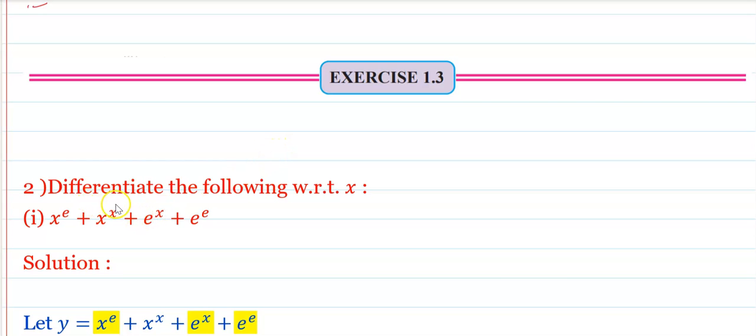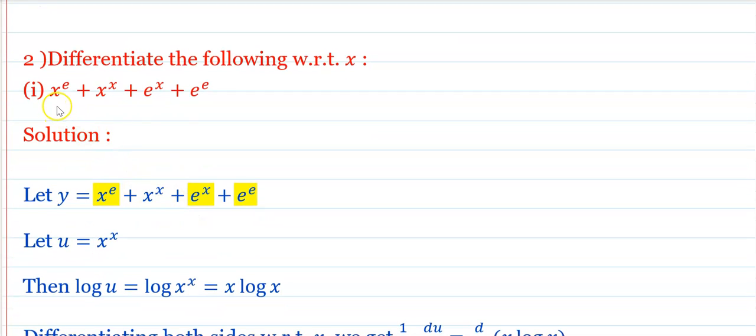Differentiate the following with respect to x. First is x raised to e plus x raised to x plus e raised to x plus e raised to e. Now let y is equals to x raised to e plus x raised to x plus e raised to x plus e raised to e. The derivative of x raised to e we can easily find. The derivative of e raised to x is also e raised to x, and e raised to e, its derivative is 0.